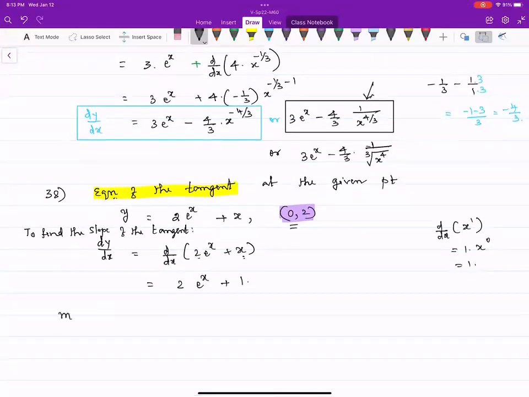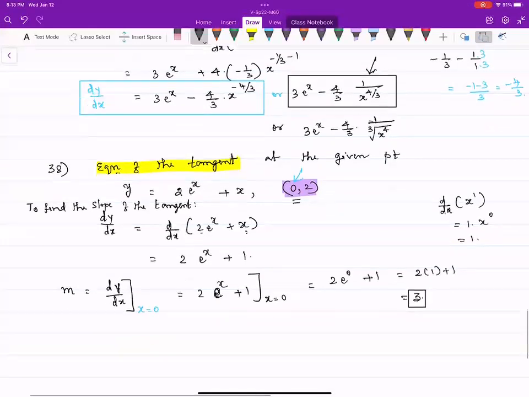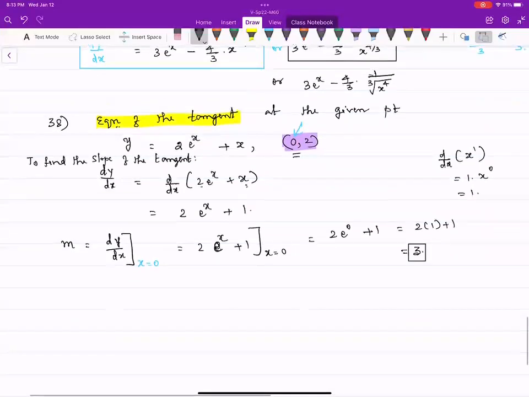Now the slope of the tangent line is the derivative at a specific point. Here the specific point is x equal to 0. So we substitute x equal to 0 into this expression: 2e to the 0 plus 1. e to the 0 is 1, so 2 times 1 plus 1 is equal to 3. So the slope of the tangent line is 3. This is the first step.